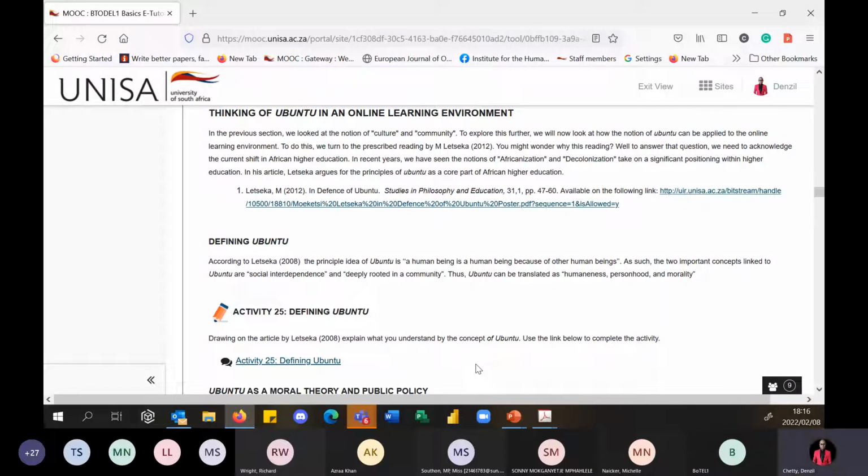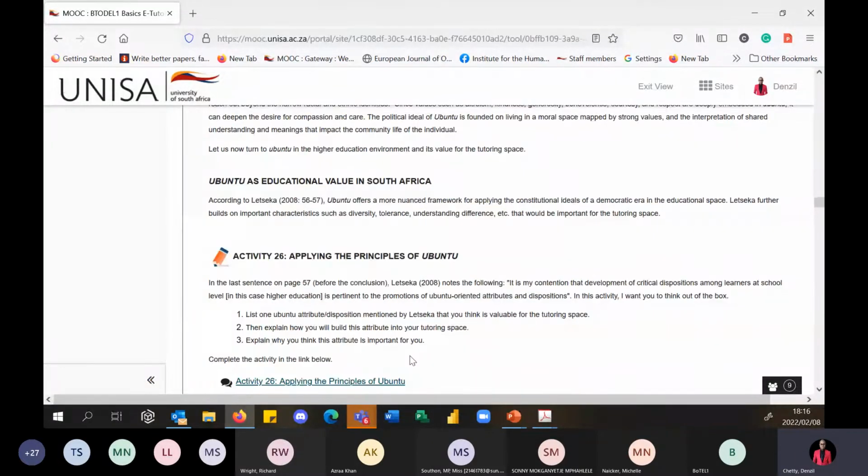So he has an interesting view on how Ubuntu provides the democratic educational space, and how it talks about diversity, tolerance, difference, understanding difference, and how that becomes quite critical in the teaching space. And in this article, we basically adapt those principles and say that those principles are also applicable to you in your tutoring space.